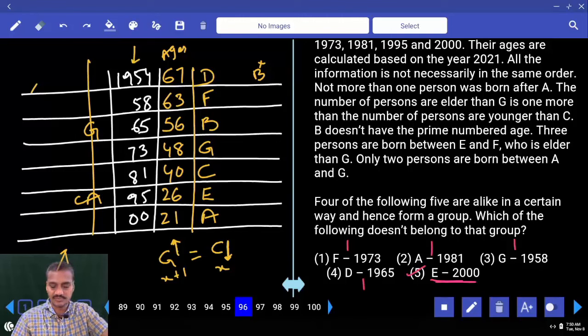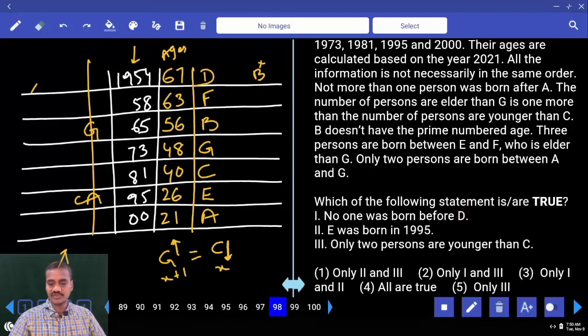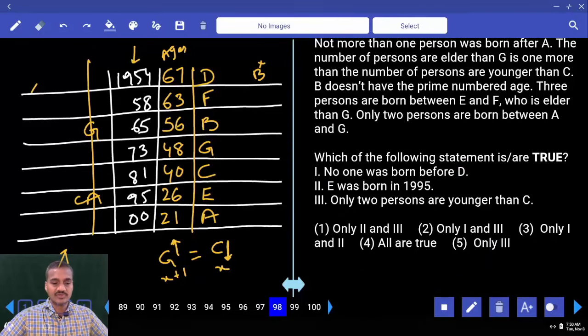Then 97. Now F was born in which of the following years? F was born in the year 1958, that is choice 3. And 98, which of the following statements is true? No one was born before D, definitely true. E was born in the year 1995 is also true. Only 2 persons are younger than C is also true. Hence all are true, choice 4, question number 98. Done with this? Now this is about paper number 128.